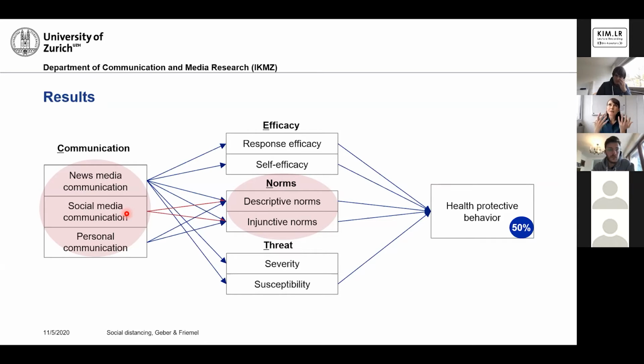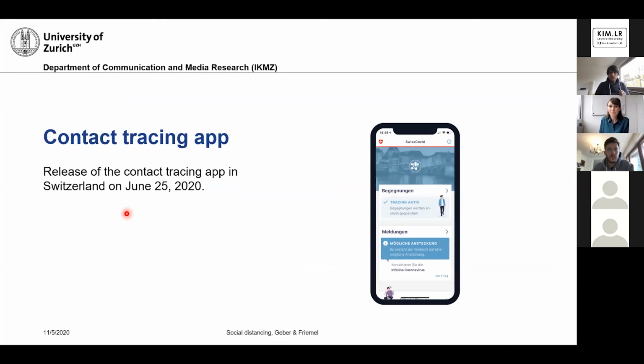So these results indicate that norms are first an important driver of behavior, and second, that they are kind of communicative phenomena that are influenced by communication, which is actually, as communication scientists, what we are really interested in. These are the results with regard to social distancing, and as I've already mentioned, we performed a second study on the use of the contact tracing app in June.